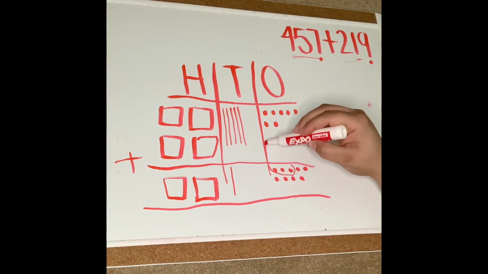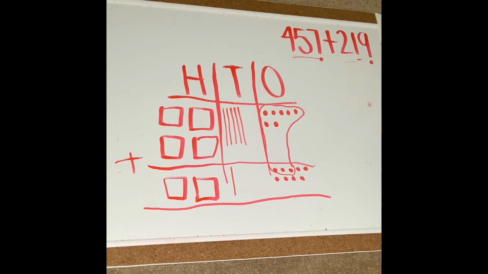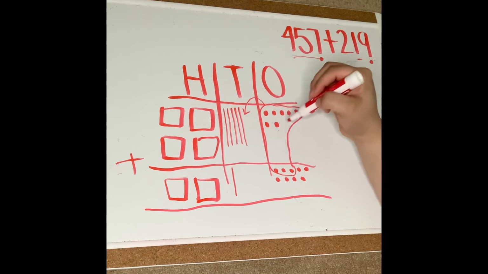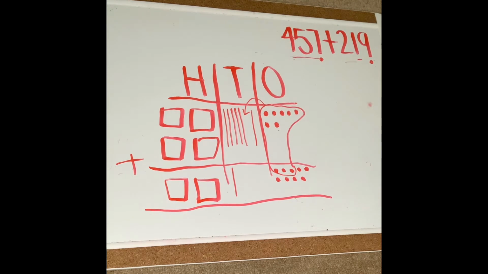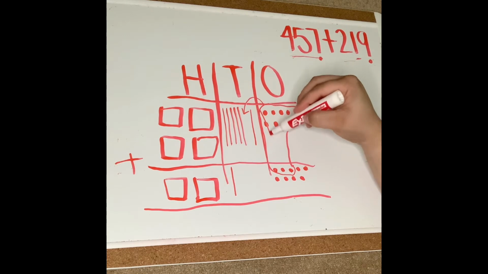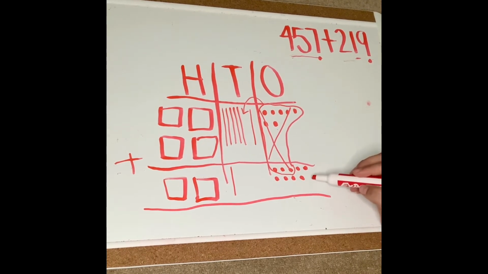So I'm circling 10 of our ones, and I'm going to draw an arrow saying that these 10 ones are now becoming one 10 rod. So now that I drew my 10 rod, I'm going to cross out the circled ones. How many ones do I have left that are not circled? Right, so 1, 2, 3, 4, 5, and 6.